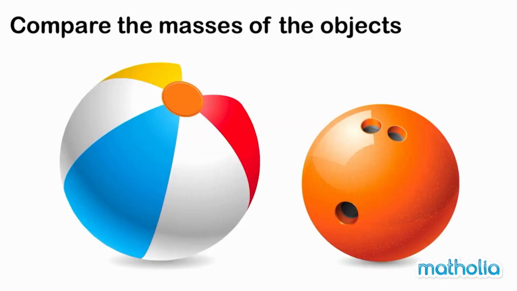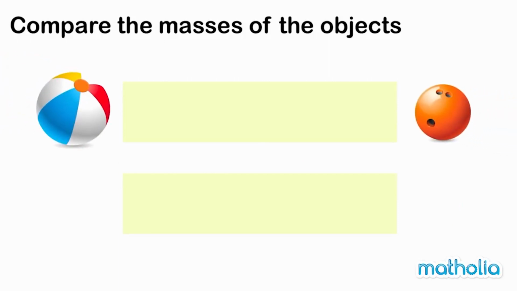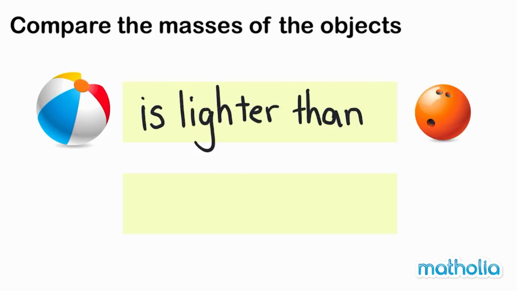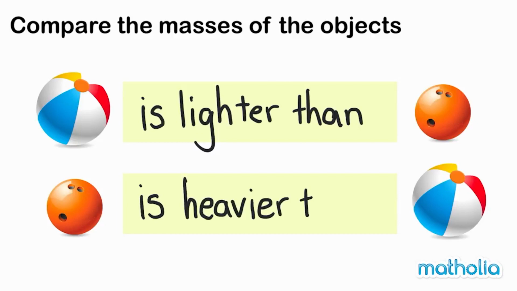Look at the beach ball and the bowling ball. Which ball is easier to pick up? The beach ball is bigger in size than the bowling ball, but it is also lighter than the bowling ball. The beach ball is lighter than the bowling ball. The bowling ball is smaller than the beach ball, but it is also heavier than the beach ball. The bowling ball is heavier than the beach ball.